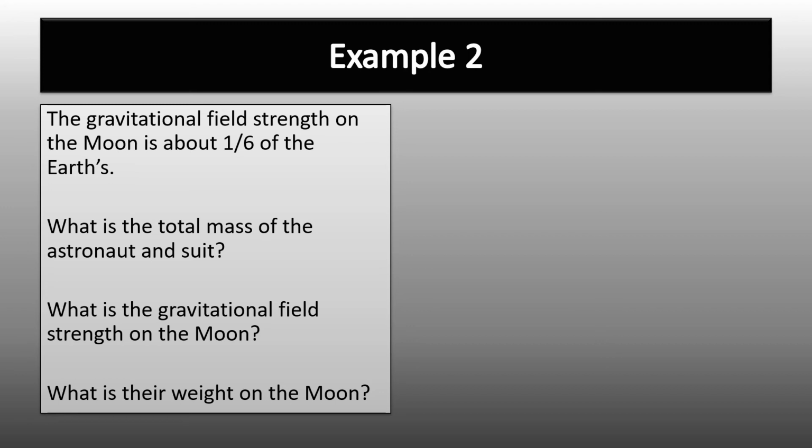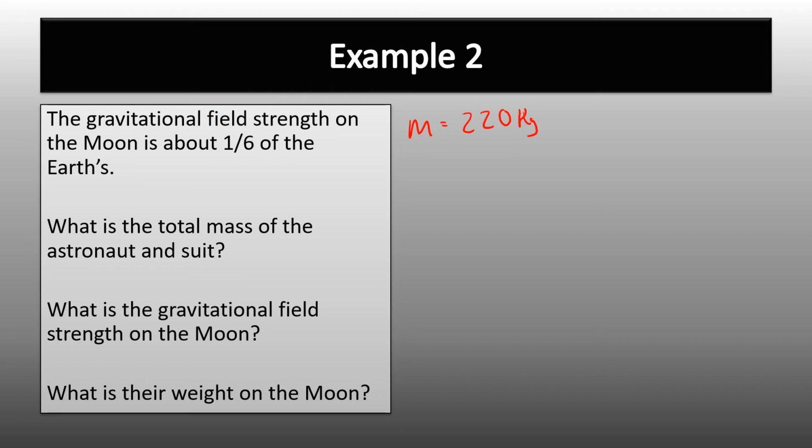What color should I use here? Maybe red. So the mass is still, what did we say it was? 220 kilograms. The mass doesn't change if your gravitational field strength changes. Okay, the mass stays the same unless they say you lost mass. Just because the gravity is different doesn't mean you changed your mass. So the mass stayed the same, but the gravitational field strength is now 1/6 of that on Earth.